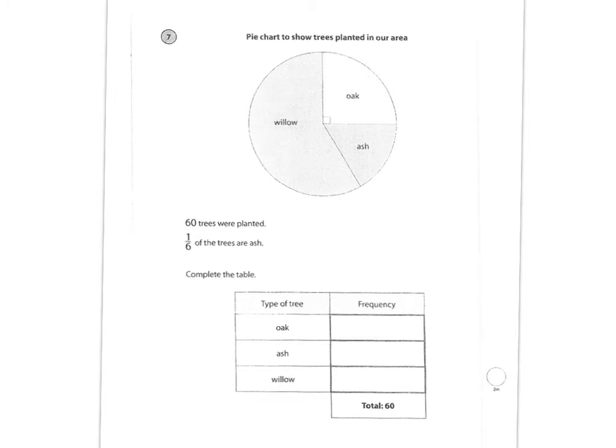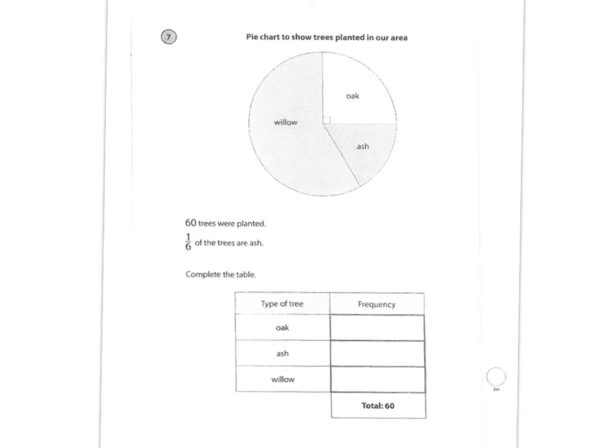Question 7. The pie chart shows trees planted in an area. From the pie chart we can see there were 3 different types of tree, willow, oak and ash, and they had different size segments of the pie chart. The information underneath the pie chart says that there were 60 trees planted in total. That is quite important to this question.